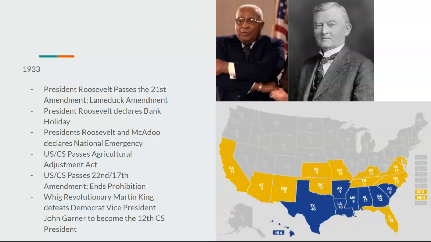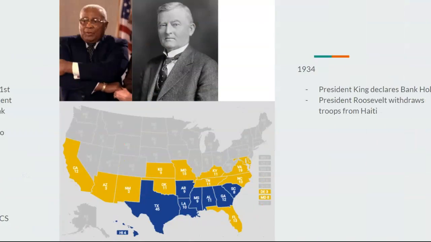Okay, but the 1933 Confederate election, Whig revolutionary Martin King, who led the Freedom Revolution rebels, defeats Democrat Vice President John Garner to become the 12th Confederate president and the second Whig president, which is robust amongst the rebels and white supporters of the cause.